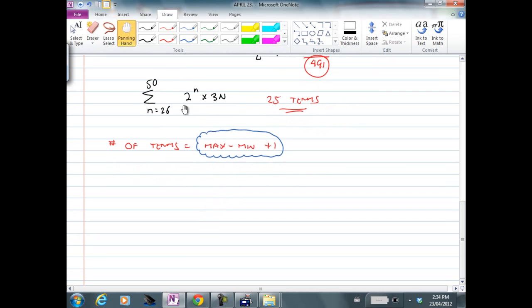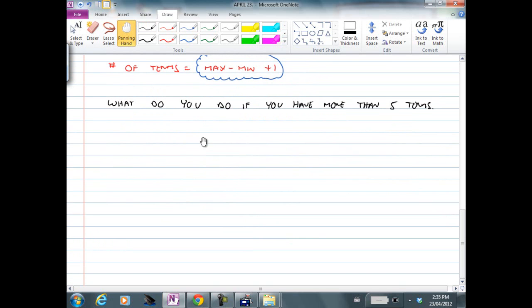Because here is your question. What do you do if you have more than 5 terms? Because anything under 5 terms, you can add it up in your calculator. Very nice and easy. But what if I give you a question that's a bit more challenging? Like this one. Sigma k equals 2, let's say this is going to be 20.